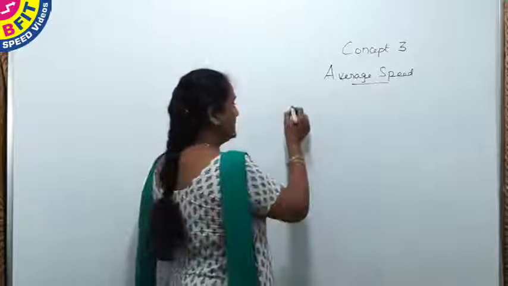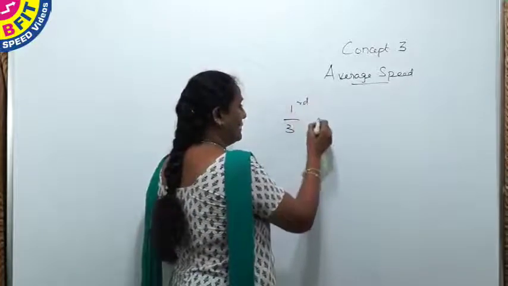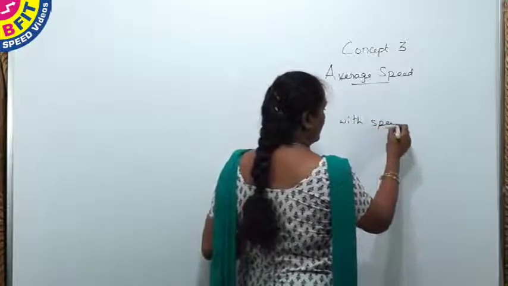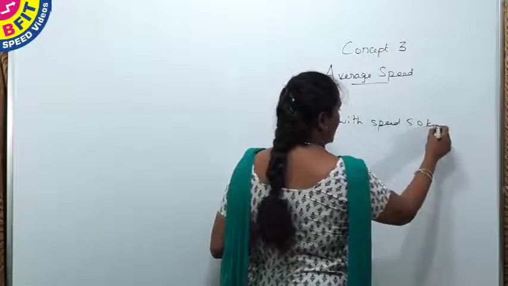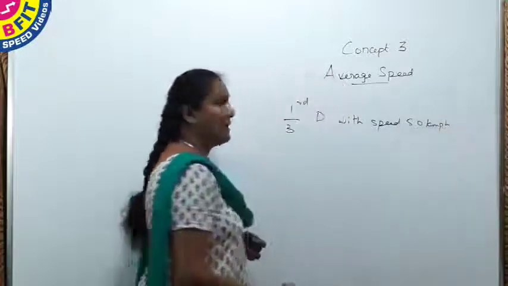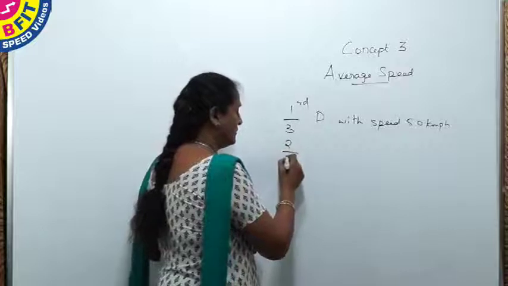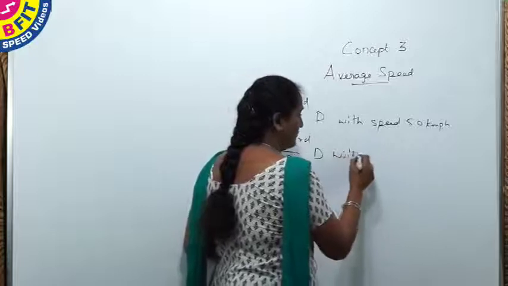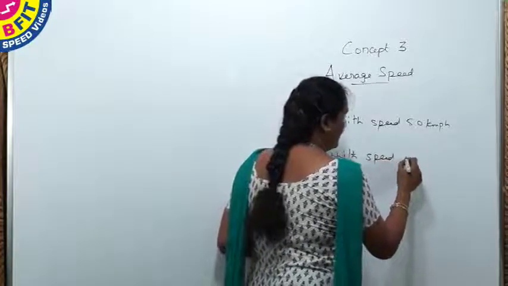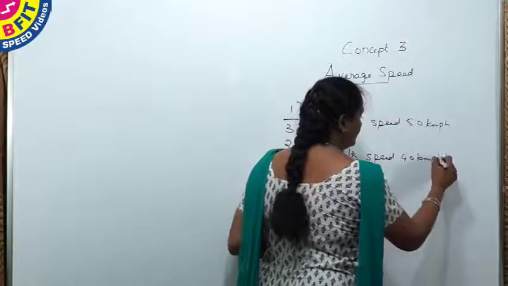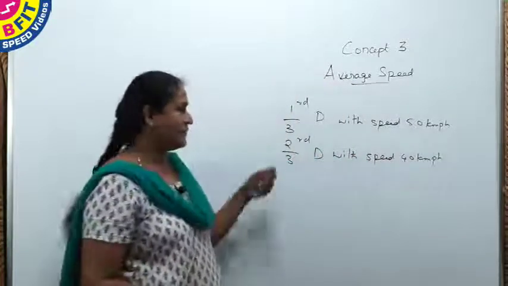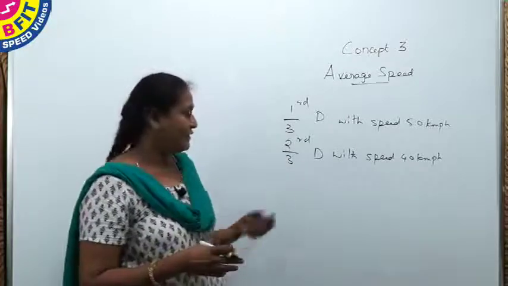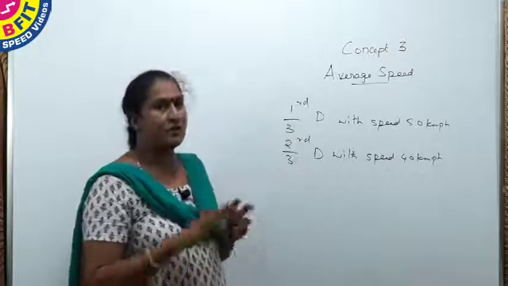So the person covers 1/3 of the distance with speed 50 kilometers per hour, and the remaining distance is 2/3 of the distance with speed 40 kilometers per hour. So for this question, instead of taking 1/3 and 2/3, we'll assume that the denominator, that is here 3, is the total distance.